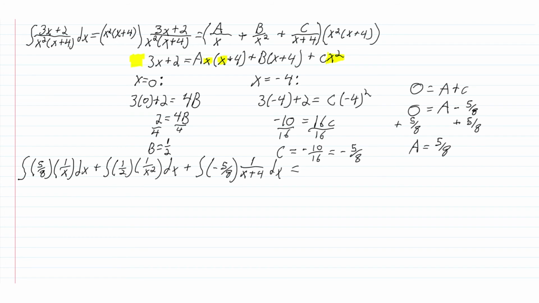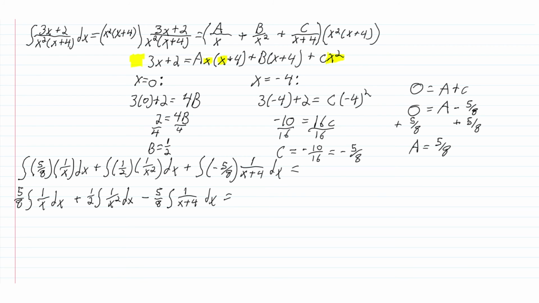And now we can rewrite this and make it look a little better and pull all the coefficients out. We'll have 5/8 of the integral of 1 over x dx plus 1/2 of the integral 1 over x squared dx minus 5/8 of the integral of 1 over x plus 4 dx.